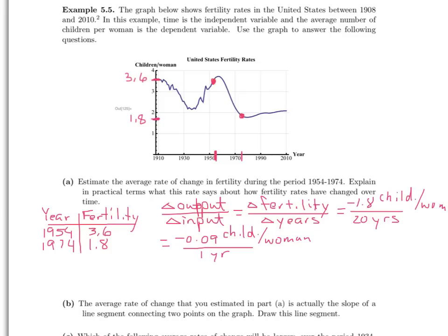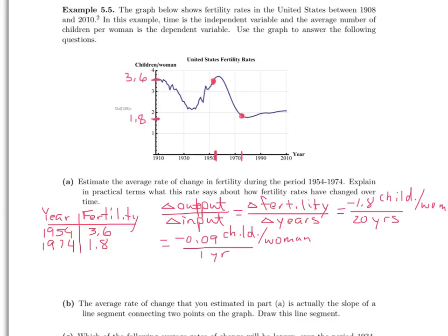So now let's explain in practical terms what this is actually saying. The denominator represents the change in years. So we're saying with each additional year, we increase the years by 1. So with each additional year, the fertility decreases. We know it decreases because it's negative. The fertility decreases by an average of 0.09 children per woman over this time period.